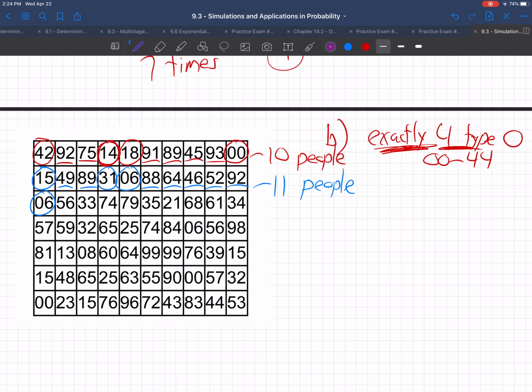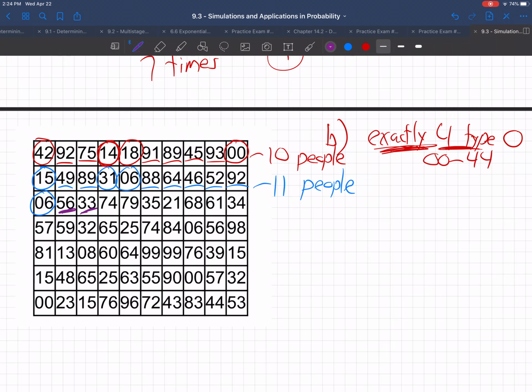Before we could get 4 people with type O blood. As soon as we got our 4th type O blood, we stopped, and that took 11 people coming in the doors. Now you start with the very next number for your 3rd trial, 56. That's a new patient coming in the door. We're gonna again start over and see how many patients it takes to get 4 type O bloods.